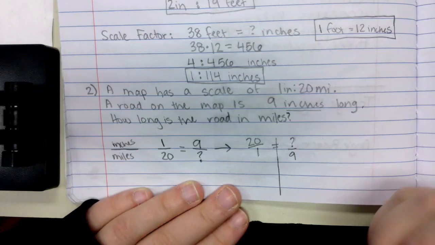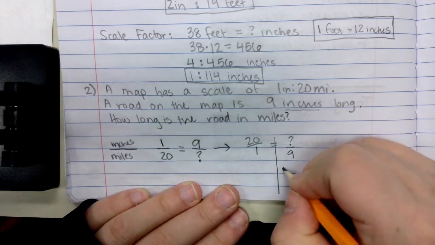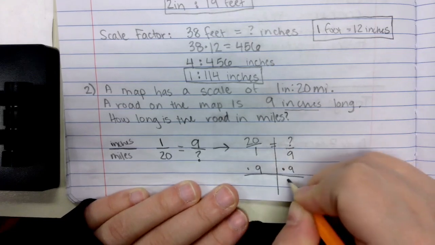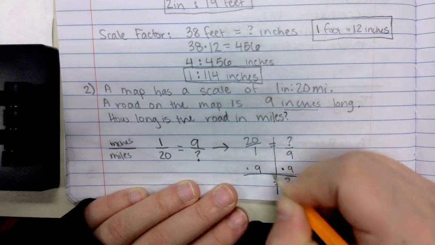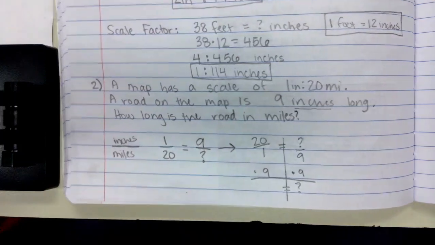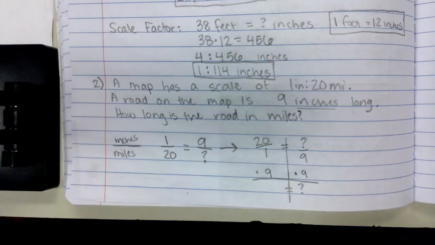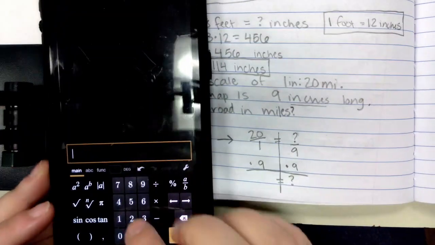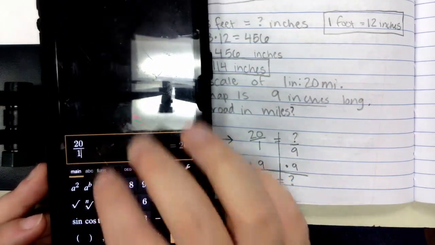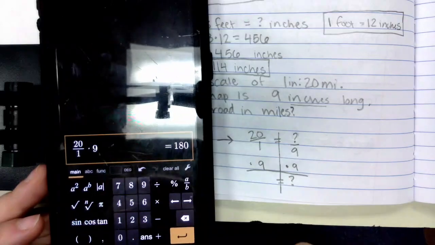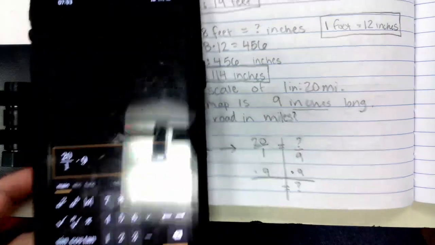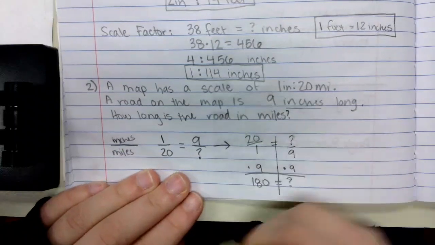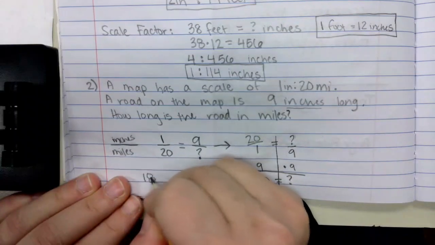And we solve. So to undo dividing by 9, we just multiply by 9. In this case, we could have just done 20 times 9 because it was a 1 ratio. However, if we have a different number, like 3 inches to 26 miles, things like that, we might want to write that out. So if you would like to use your calculator, 20 over 1 times 9, and we get 180. So that road is 180 miles long.